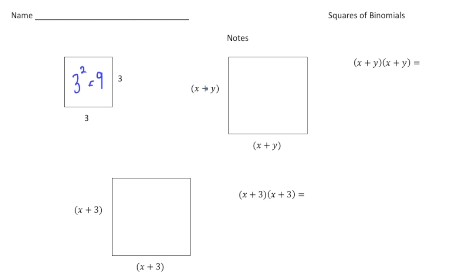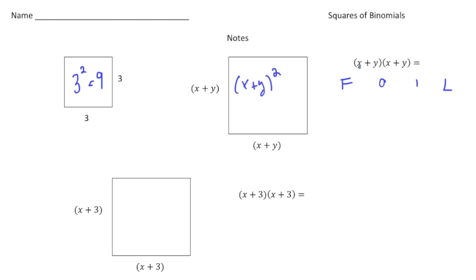Here we have x plus y times x plus y. So again, we can see the area is going to be x plus y squared. But now to get the actual area, you have to use FOIL to multiply x plus y times x plus y. So let's do this.